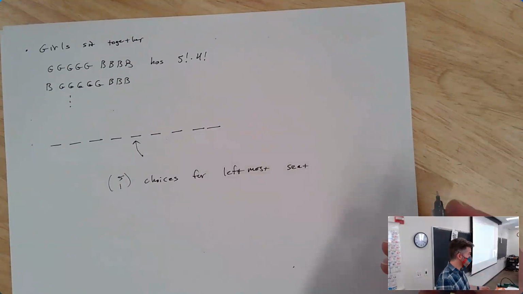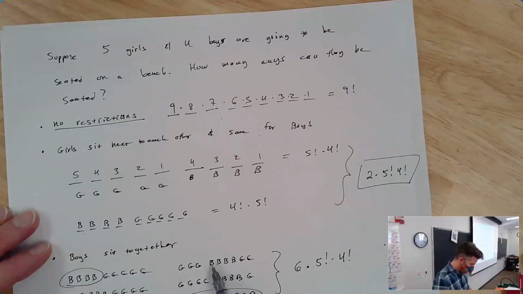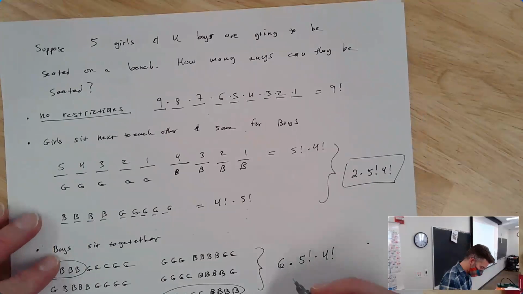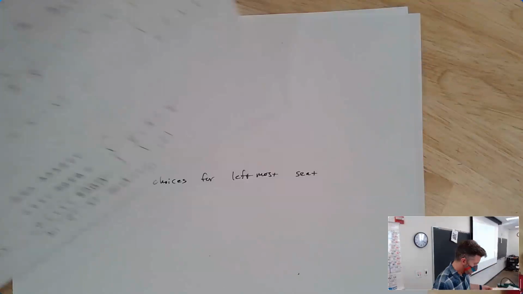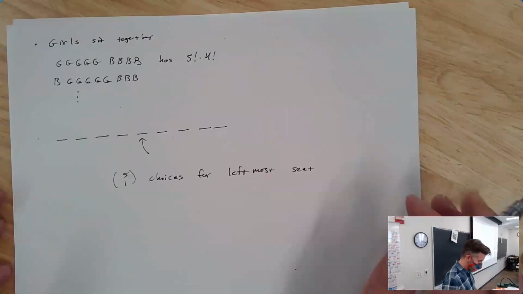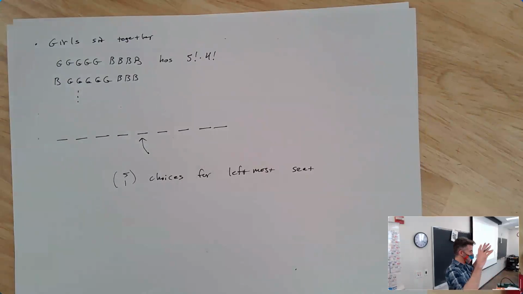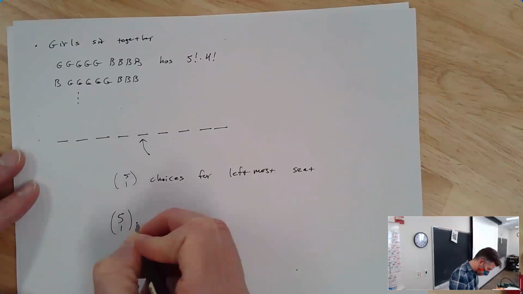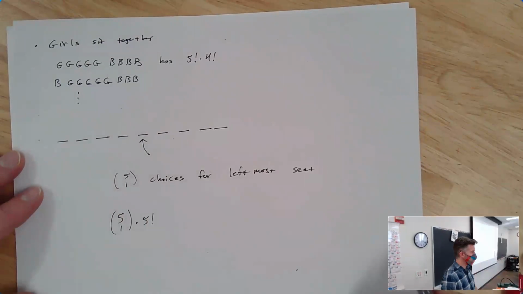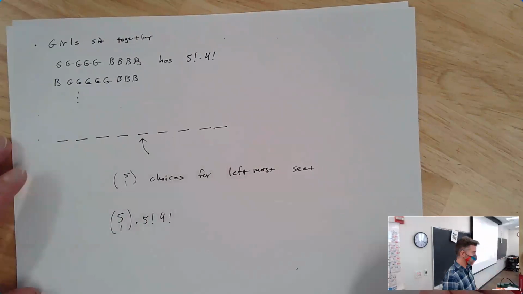For the boys, there were 6 choose 1, right? If you look at the boys, there are 1, 2, 3, 4, 5, 6 possible first left seats. And so there were 6 choose 1 possibilities. So in this case, there are 5 choose 1 choices for the leftmost seat for the girls. And then after you've sat the 5 girls together, there are 5 factorial ways of seating them. And then the 4 remaining seats, there are 4 factorial ways of seating all the boys.